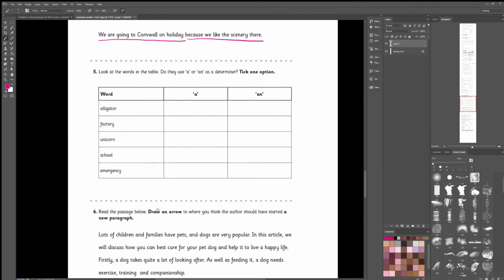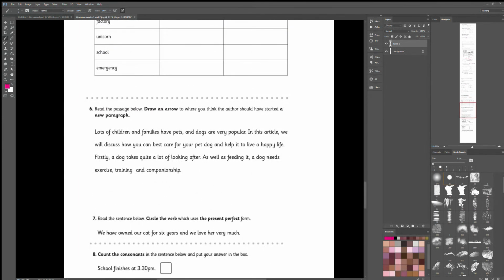Number 6, read the passage below. Draw an arrow to where you think the author should have started a new paragraph. So a new paragraph, this means there's a space in between the sentences. We normally start a paragraph when the speaker changes, when the time changes, when the place changes, or just when the subject changes. So if we read through here, there's a clear break where we start talking about something new. I'll read it and you can probably hear it.